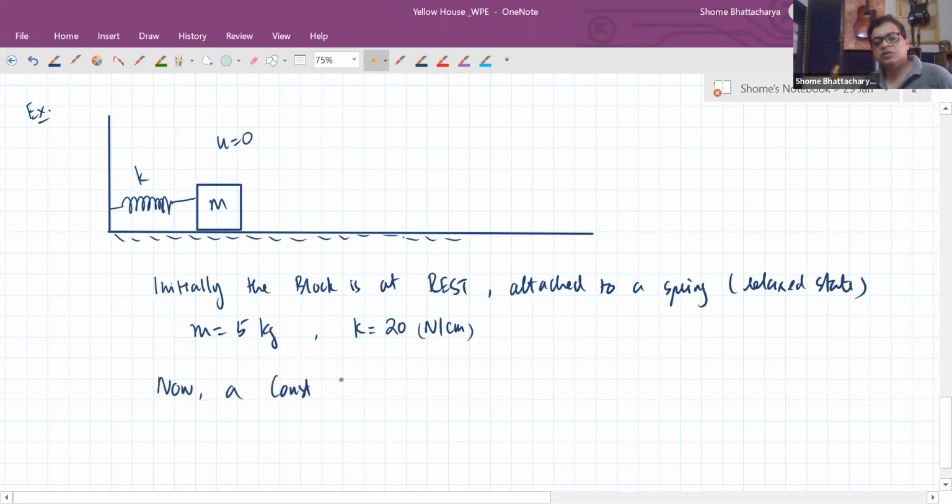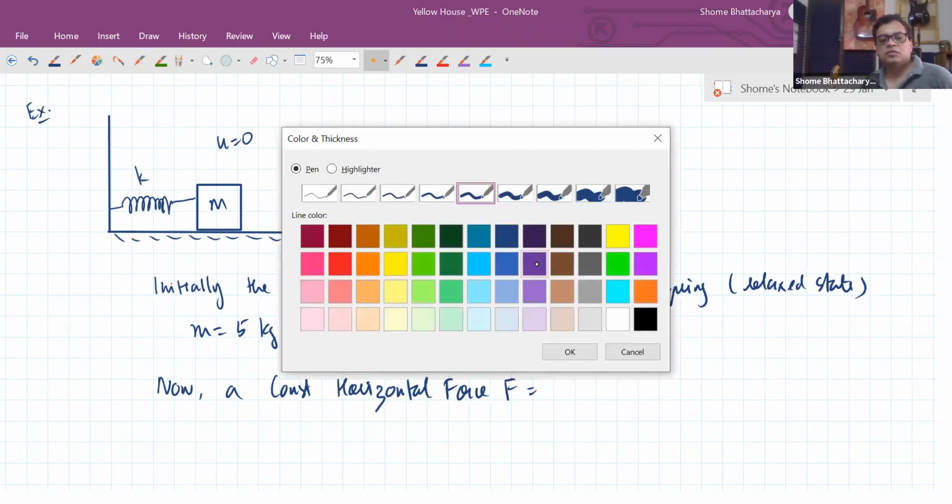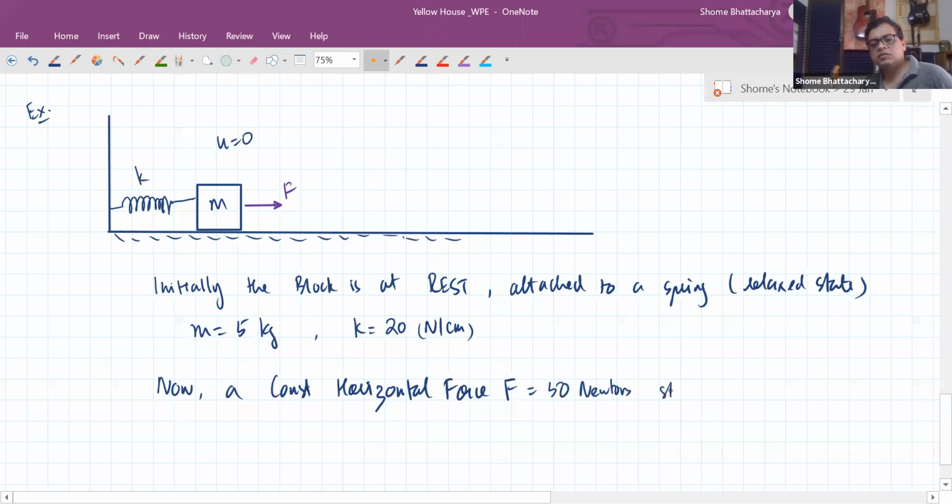Now a constant horizontal force of magnitude, let's say 50 newtons, starts acting on the block like this. This is a smooth surface.